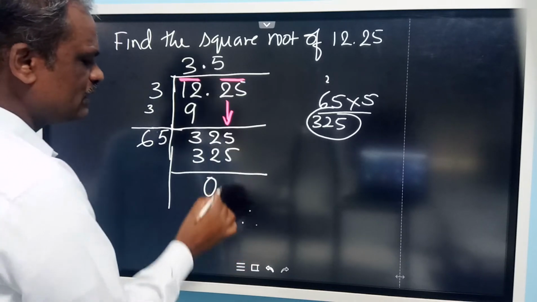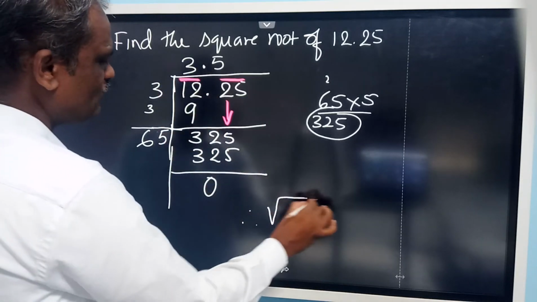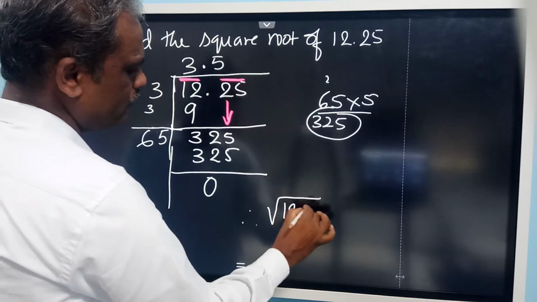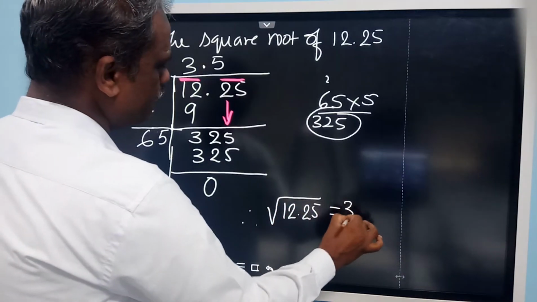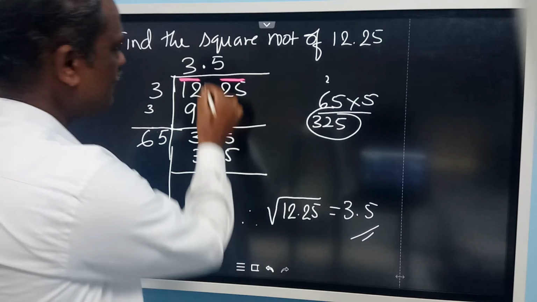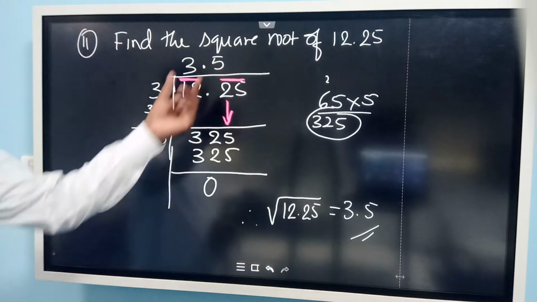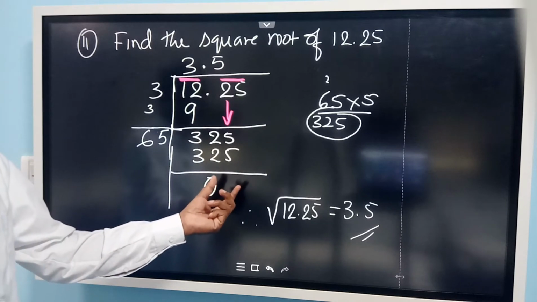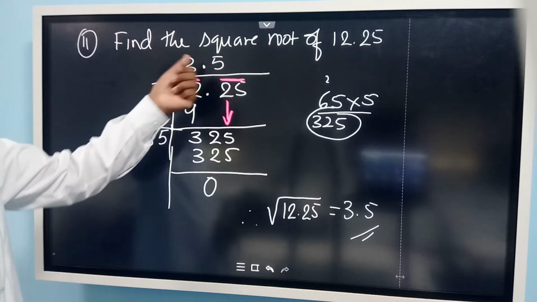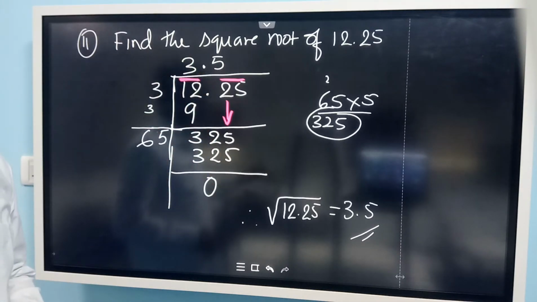So once you get the remainder 0, write the square root of 12.25 as 3.5. You understood where you have to write the decimal point while dividing? Before you bring down this decimal part, at that time itself you have to put the decimal point there.